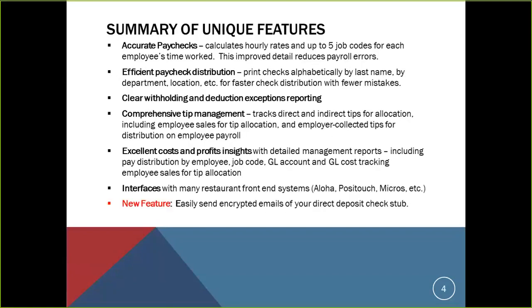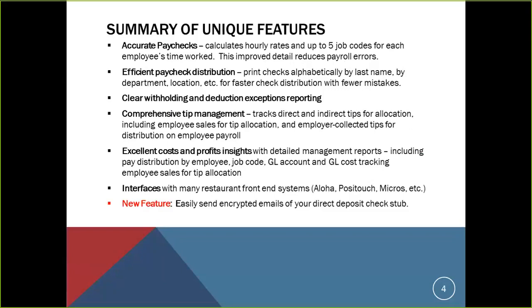Some of the unique features that are presented with the Food Service Payroll package are as follows. Accurate paychecks, so we can calculate hourly rates and up to 5 job codes for each employee's time worked. Efficient paycheck distribution, we can print checks alphabetically by last name or by department, location, etc., and this allows for faster check distribution. We offer clear withholding and deduction exceptions reporting. We also have comprehensive tip management.